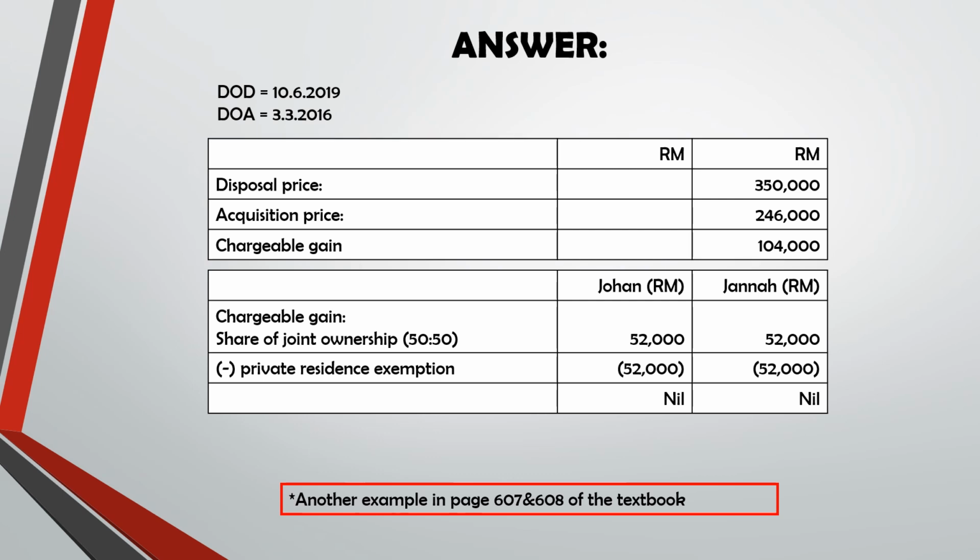If they both are approved for the private resident exemption, they will get full exemption, minus private resident exemption for that share of joint ownership. So in this case, no RPGT is payable for both Johan and Jannah in respect of the disposal of that property. But again, it only applies to one residential property and once in a lifetime. So if Johan and Jannah have another property in future, they cannot apply for this exemption anymore.